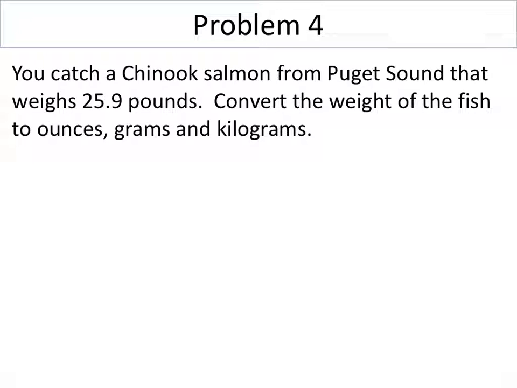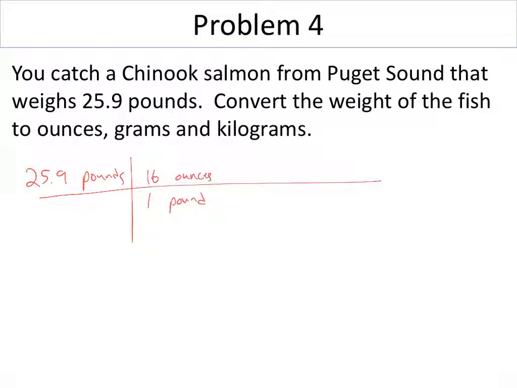Here's another problem for us. You catch a Chinook salmon from Puget Sound that weighs 25.9 pounds. Convert the weight of the fish to ounces, grams, and kilograms. So let's start with the first conversion. 25.9 pounds. And I know as an American that 1 pound is 16 ounces.